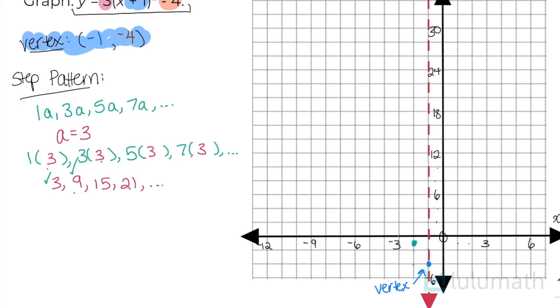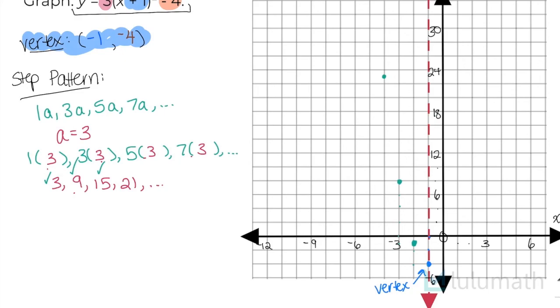So here's 1, and then 3, 5, 7, 9. So here's 9 right here. And then for the next one, I will go to the left by 1 and up by 15, so 2, 4, 6, 8, 10, 12, 14. And then another half of a box will bring us up to 15. I don't have enough space for the 21, which is fine. I have enough points to represent what my parabola will look like.